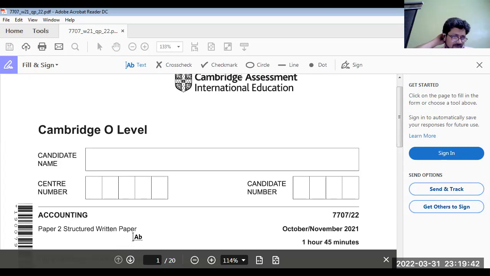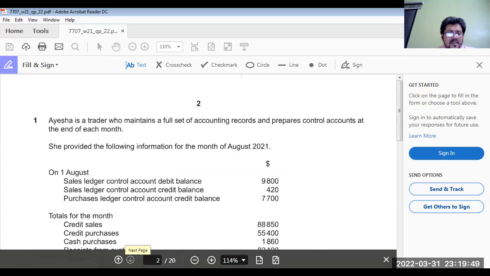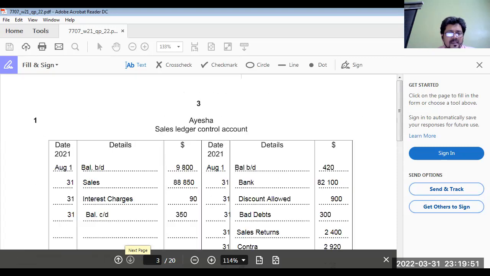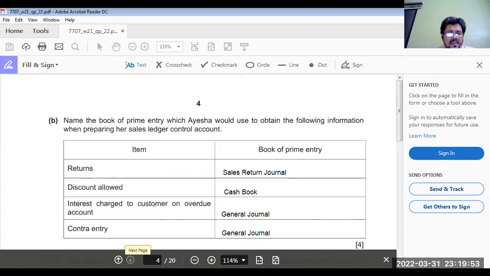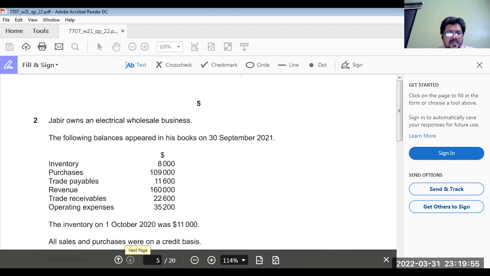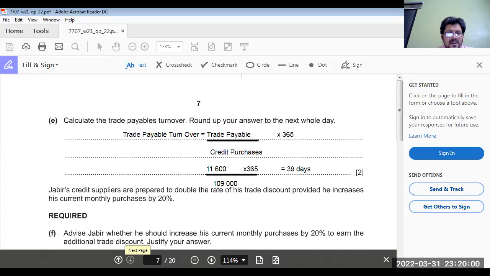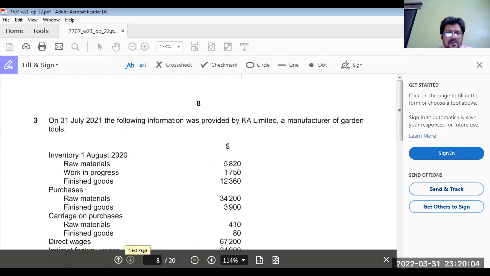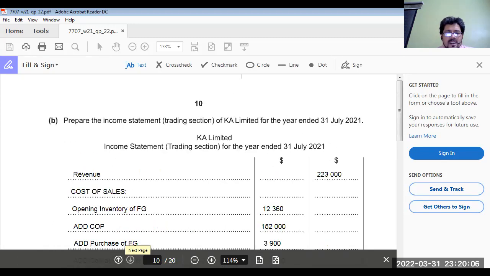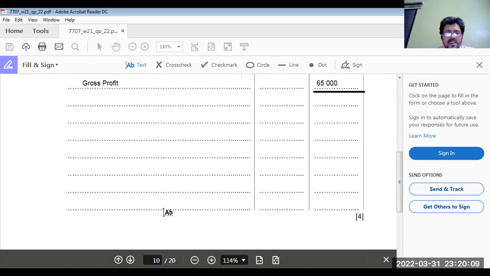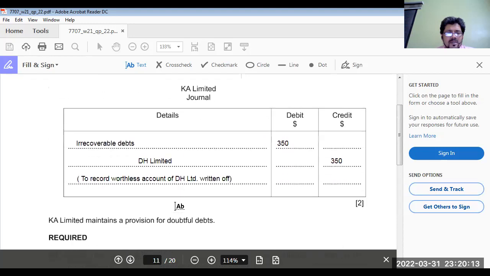So, here we are. Control account, question number 2. Question number 3 also. That was the manufacturing account, income statement, trading part.